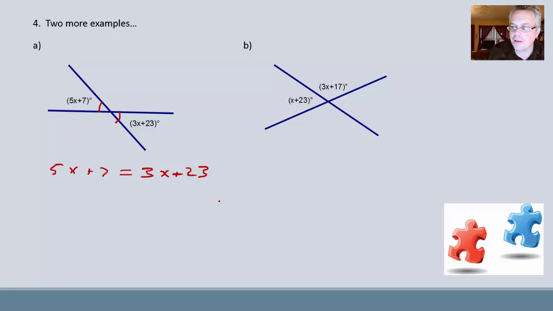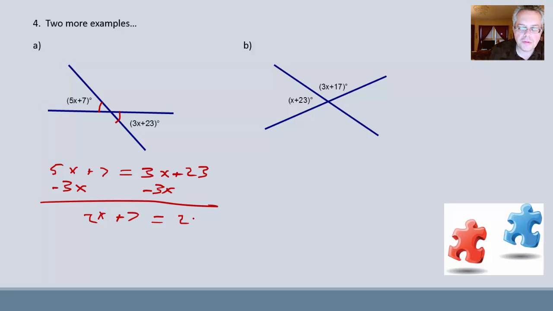If I get that step right, it's all going to be good. Because after that, this is the easy algebra. So we get 2x plus 7 equals 23. If I subtract 7 from both sides, I get 2x equals 16. If I divide by 2, I get x equals 8. That's the value that makes these angles equal.